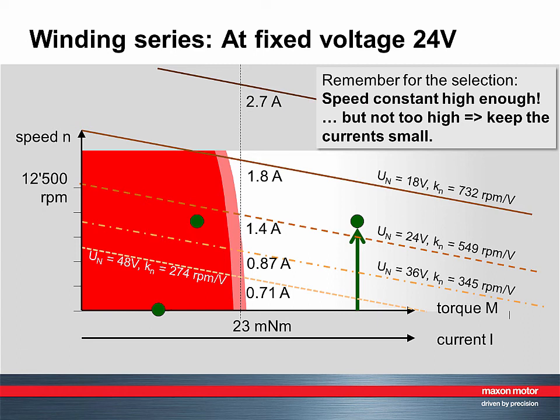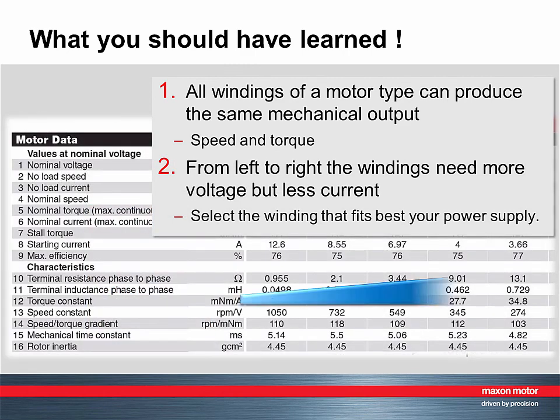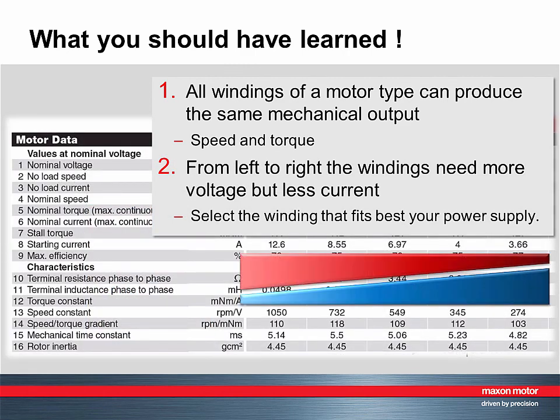Here's the summary of Chapter 3. What you have learned is that all windings of a motor type can produce the same mechanical output. It is the same speed and torque. However, from left to right, the windings need more voltage, but less current. The goal is to select the winding that fits best your power supply.